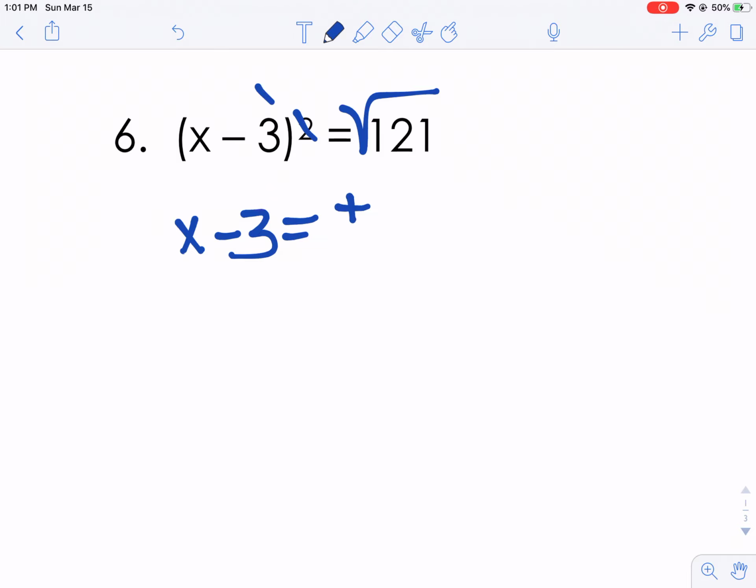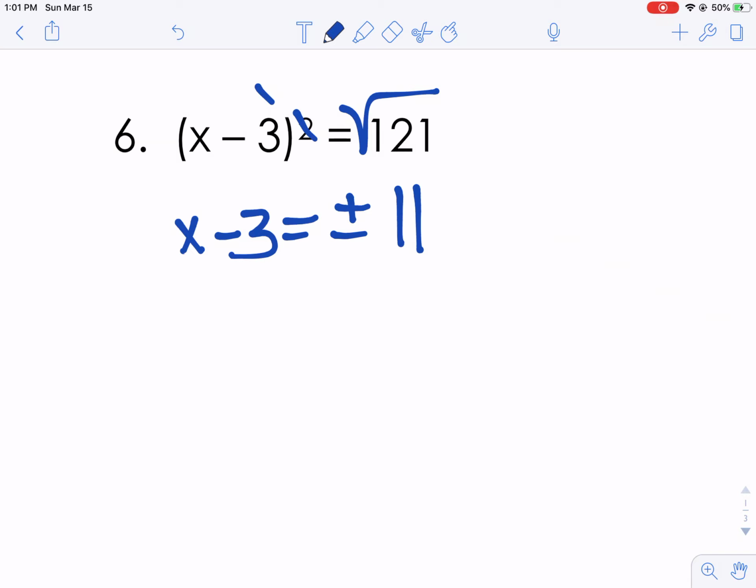I know I get a positive and a negative, so I'm going to write that down before I forget. And then a little helpful hint is if you don't know your squares very well, you could type it in the calculator first. If you type in square root of 121, your calculator is going to tell you the answer is 11. So I don't need to worry about simplifying it. I can type it in and test it, and if it's a perfect square, just write down the answer.